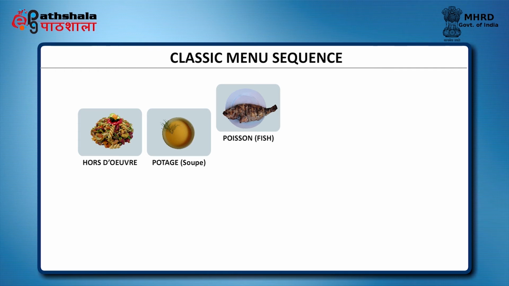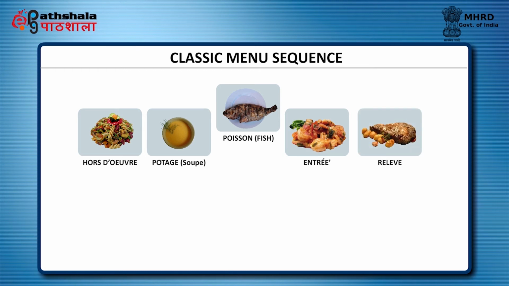The next course is entree. The word entree literally means entrance. It can be cereals, different preparation of eggs, sausages and pasta. The next course is relevé. It's a main course in English and can be big joints of lamb, chicken, veal served with accompaniments of vegetables and potatoes. The sixth course is sorbet.